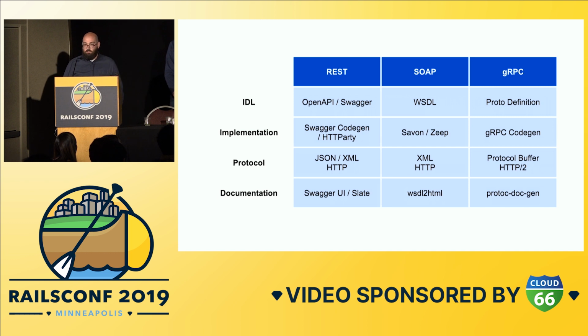The implementation is actually generated for you. So the code is generated by the gRPC framework directly. And the protocol it uses behind the scenes is something called protocol buffer over HTTP2 in this case. And then the documentation we happen to use is an open source project called proto-c-docgen that helps generate documentation for the rest of our organization. So it's really just a bundling of these concepts.